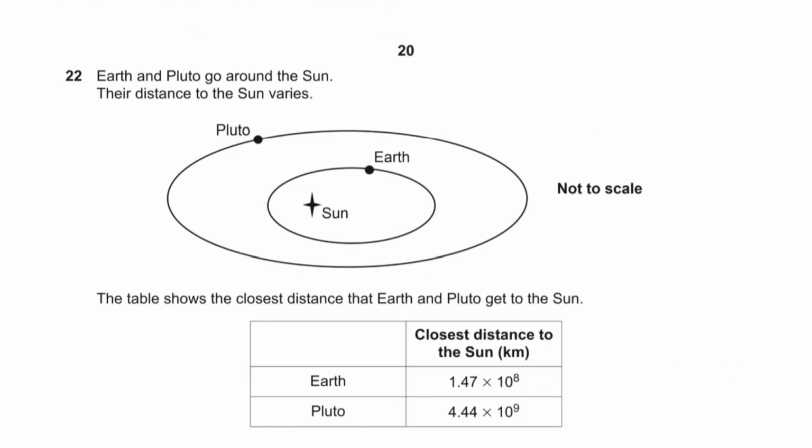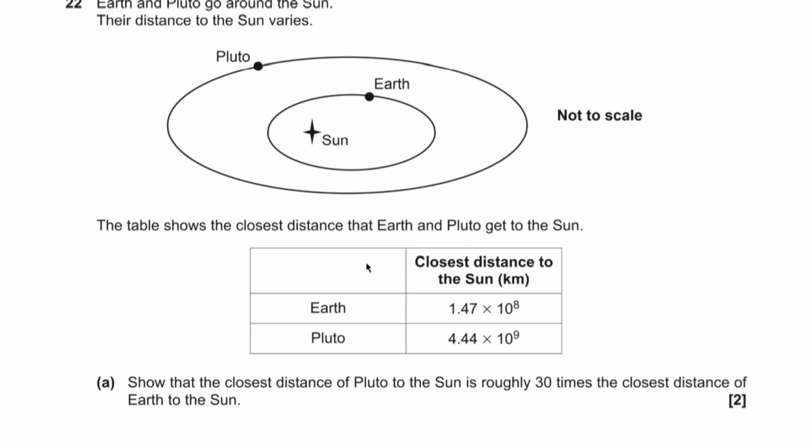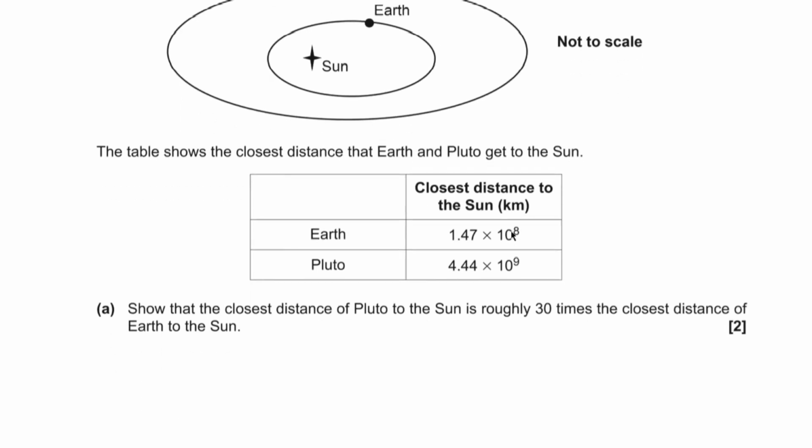Question 22. Earth and Pluto go around the Sun. Their distance to the Sun varies. The table shows the closest distance that Earth and Pluto get to the Sun. So we've got Earth and Pluto and the distance. Part A, we have to show that the closest distance of Pluto to the Sun is roughly 30 times the closest distance of the Earth to the Sun. So what we need to do is divide these.